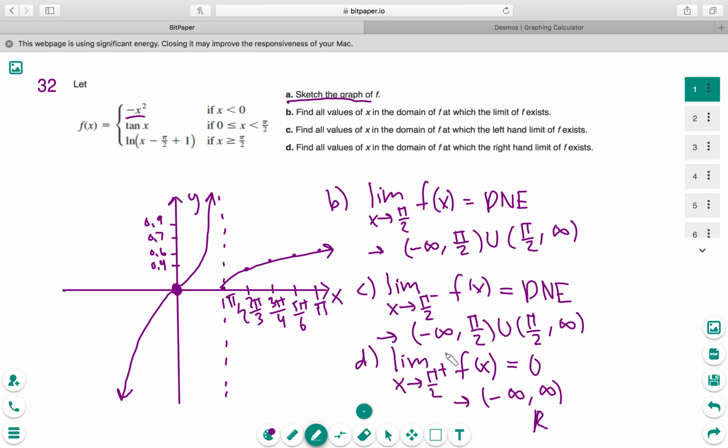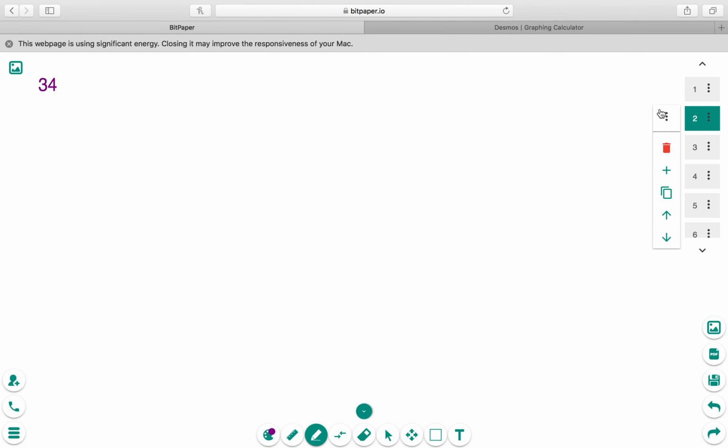We found the intervals for which the limit does not exist. And that's basically how you find that. And obviously this problem is a little bit harder than some of the others, but I wanted to do this problem just to show you how you can do it, and that it's not really that complicated. So that's 32. Let's do 34 now. All right.